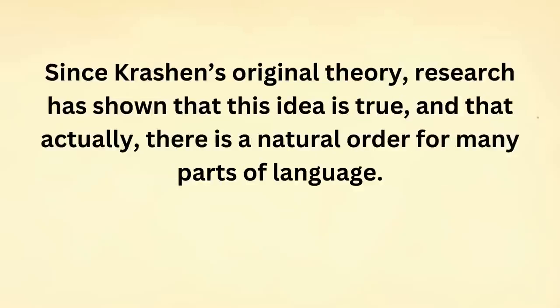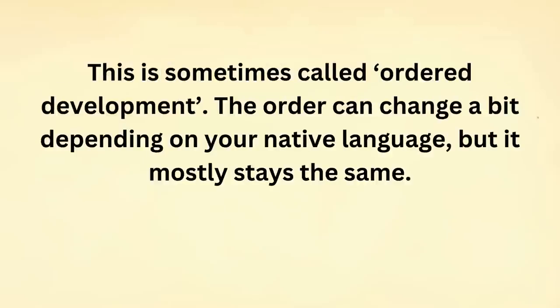Since Krashen's original theory, research has shown that this idea is true, and that actually there is a natural order for many parts of language. This is sometimes called ordered development. The order can change a bit depending on your native language, but it mostly stays the same.